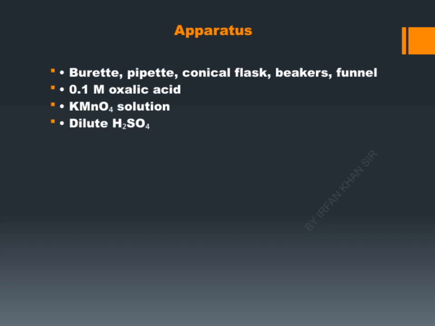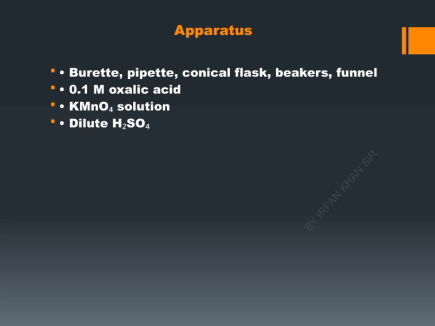Let's start by looking at the apparatus we'll be using for this titration. We have a burette, pipette, conical flask, beakers, and a funnel. Each piece plays a crucial role in ensuring our titration is accurate and efficient. The burette is used to dispense the titrant, in this case, potassium permanganate solution, very precisely. The pipette allows us to measure a specific volume of oxalic acid solution, which is our analyte. The conical flask is where the reaction happens, and the funnel helps us fill the burette without spilling.